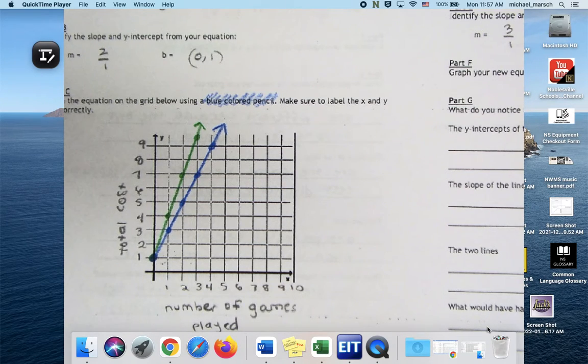Now hopefully you can see how one line is clearly steeper than the other, right? So above doesn't mean steeper. Closer to vertical means steeper.